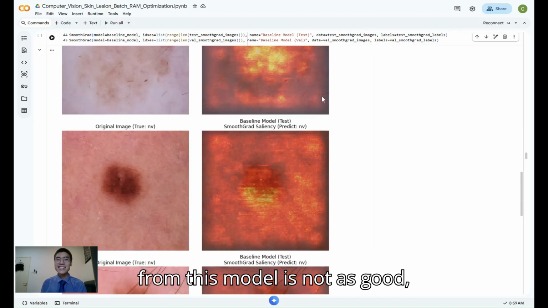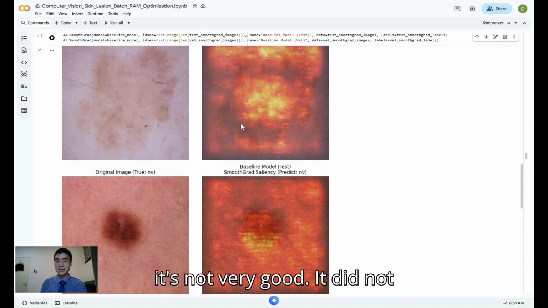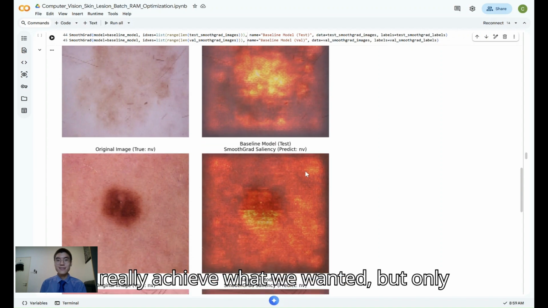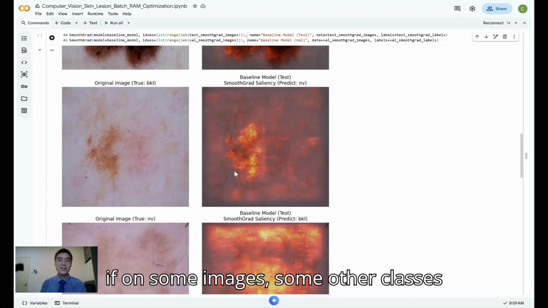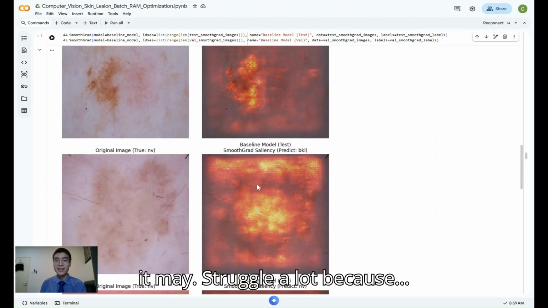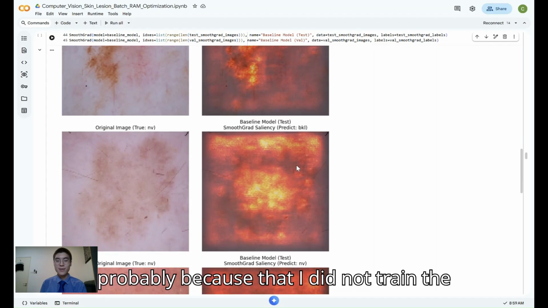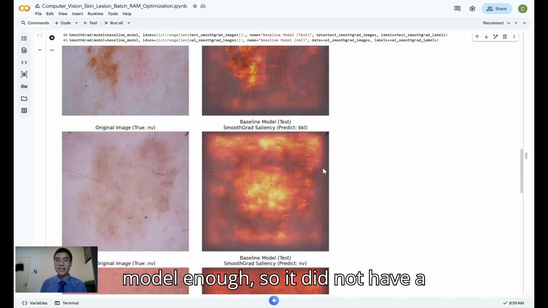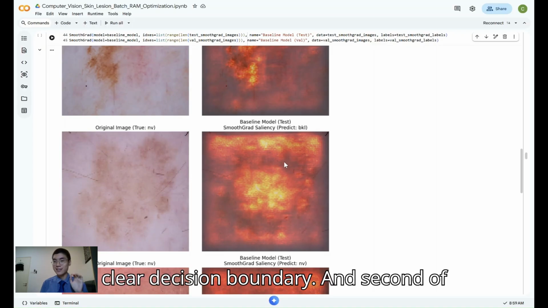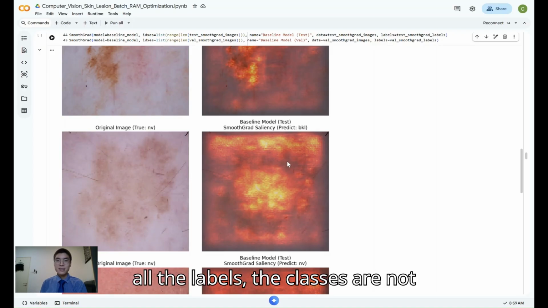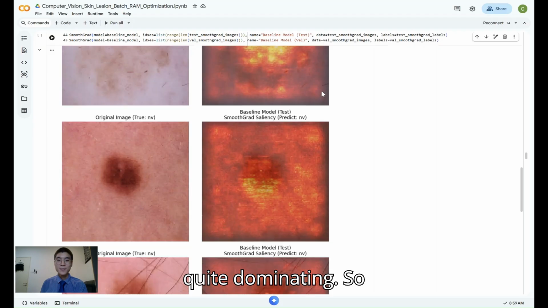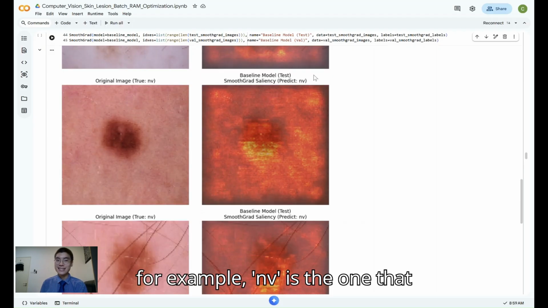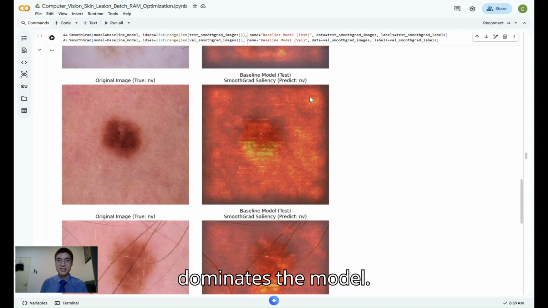As you can see, judging from this, the model is not as good. It did not really achieve what we wanted, except on some images. For some other classes, it may struggle a lot, probably because I did not train the model enough, so it did not have a clear decision boundary. And second of all, the classes are not balanced. There are some labels that are quite dominating. For example, nevus is the one that dominates the model.